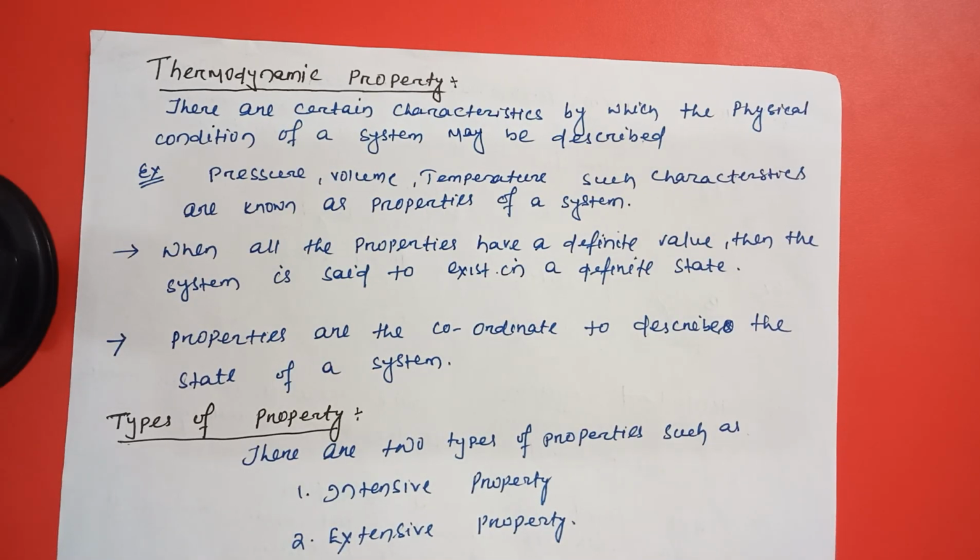Today I am going to discuss thermodynamic properties. There are certain characteristics by which the physical condition of a system may be described. When you describe a system, there are certain characteristics, that is pressure, volume, temperature, entropy, enthalpy. Such characteristics are known as properties of a system.